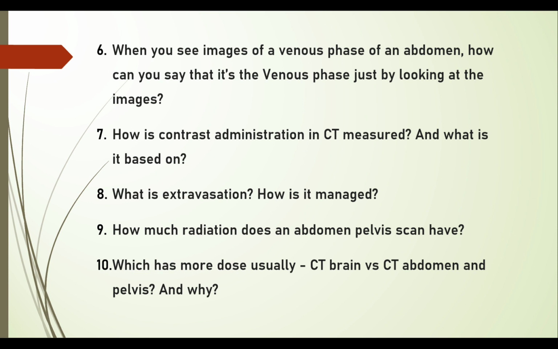How is contrast administration in CT measured? And what is it based on? What is extravasation? How is it managed? How much radiation does an abdomen pelvis scan have? Which has more dose, usually CT brain versus CT abdomen and pelvis?